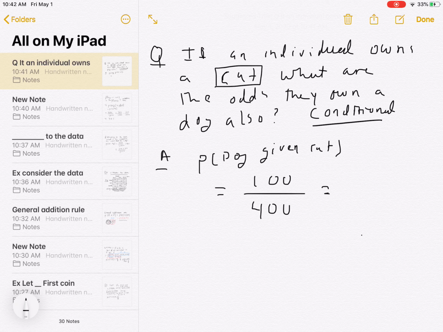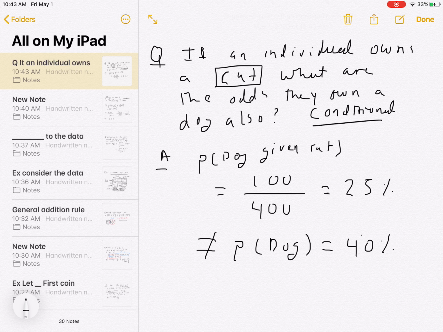So the total number of outcomes that are possible is not the 1,000. It's only the 400 that own the cat. And out of the 400 that own the cat, only 100 have dogs. So it's a 25% odds, which is lower than the 40%. And the fact that it's not 40% tells you that they're dependent events.